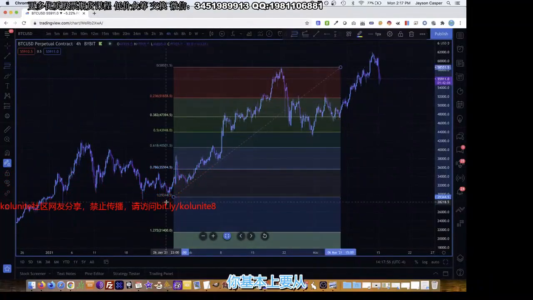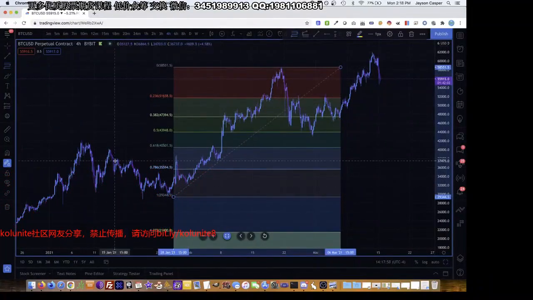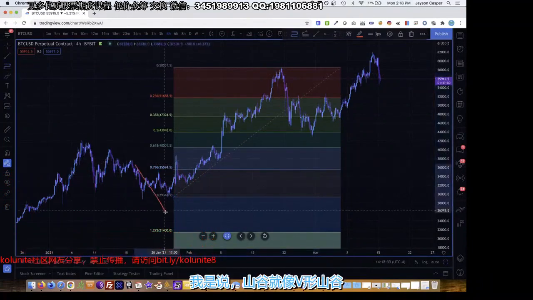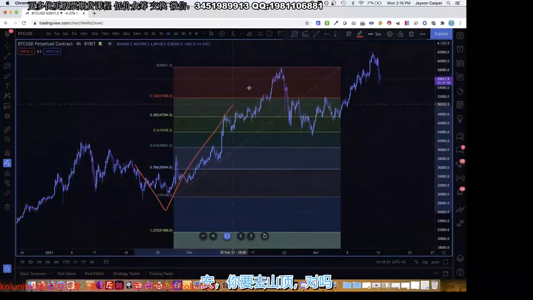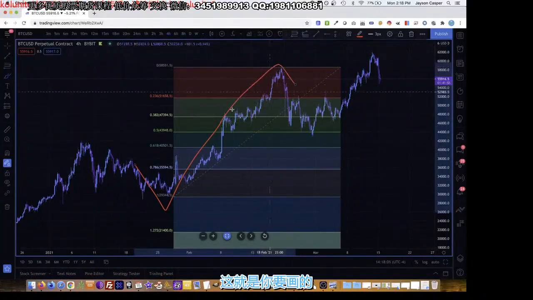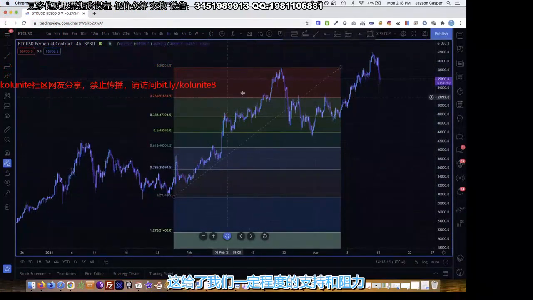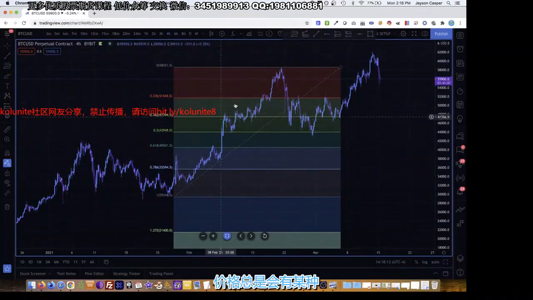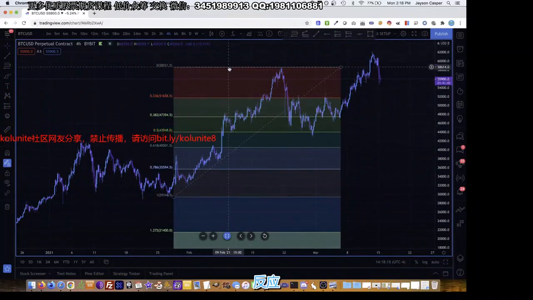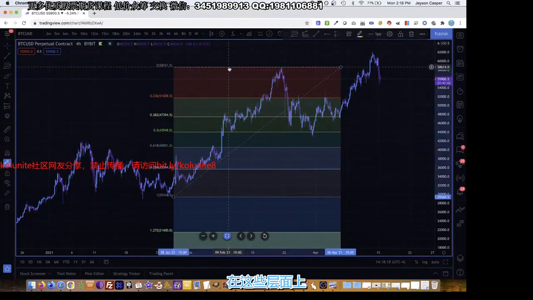Okay, you're going to basically go from the peak, the valley, like the V-shaped valley, and you're going to go up to the mountaintop, right? That's how you're going to draw your fib retracement tool. And this is giving us levels of support and resistance, and price is always going to have some kind of reaction on these levels.